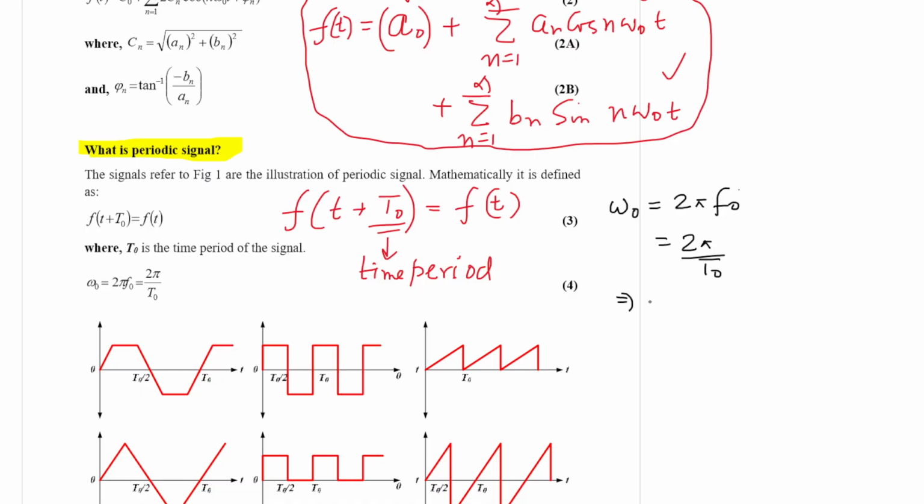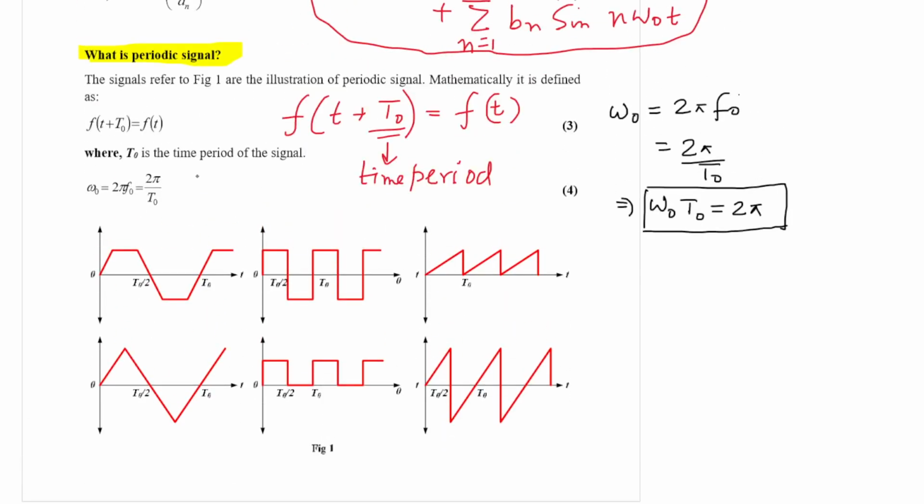So from there, omega naught t naught should be equal to 2 pi. This is very important. We shall require this very badly later on in this chapter: omega naught t naught is equal to 2 pi. So here is a pictorial representation of a periodic signal.